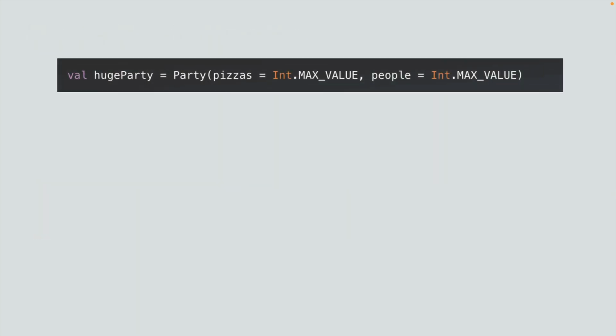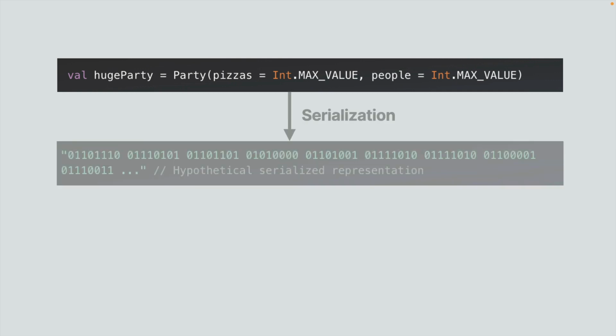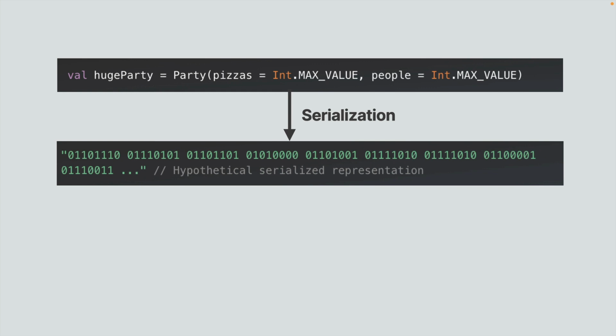Consider an object in memory that consists of two primitive values. Here, you have a variable named hugeParty, which is a party object with two integer properties, pizzas and people. The serialized representation of this object contains its primitive values in a structured format. It's not important what this representation looks like. What matters is that it contains the information about the object so it can be encoded into a specific format.